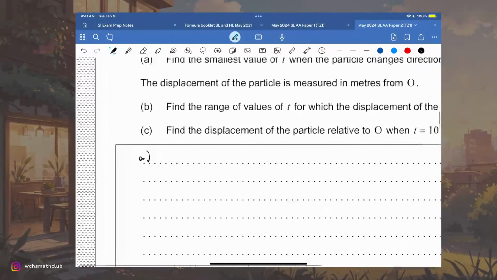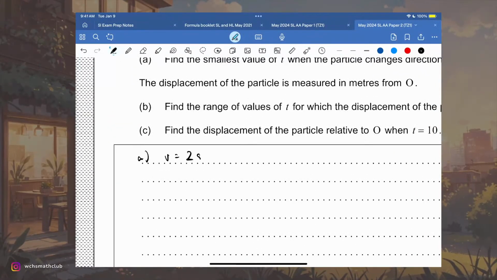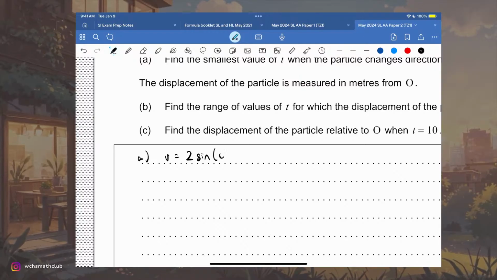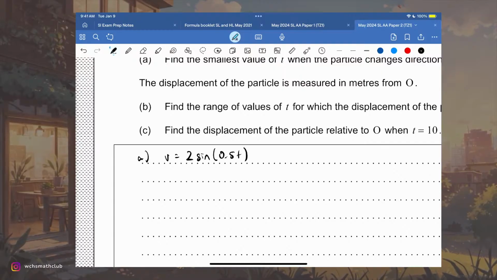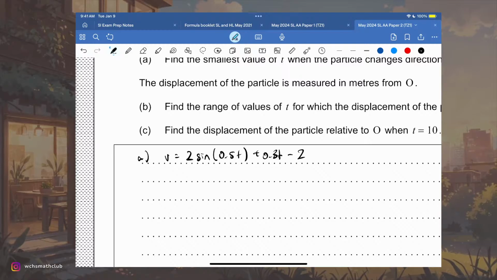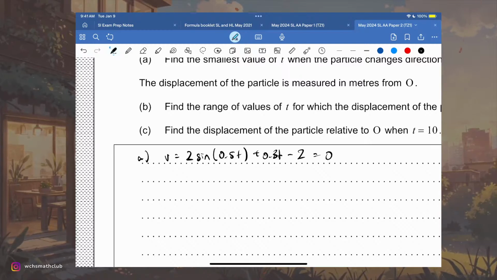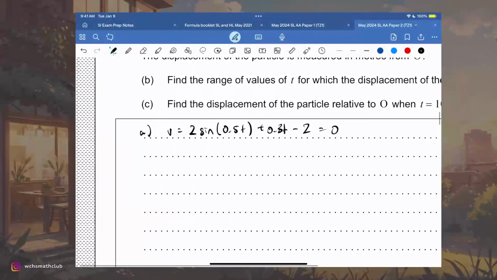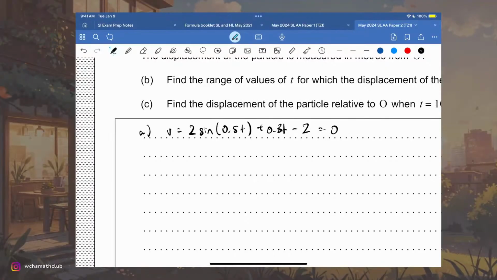So v equals 2 sine of 0.5 t plus 0.3 t minus 2, and then we want to set that equal to 0 because that's where it's going to change sign, hopefully. And what we could do is solve all this with a calculator by graphing it.